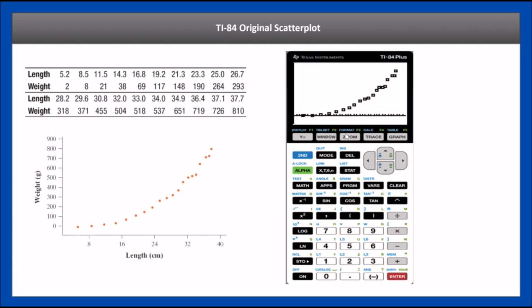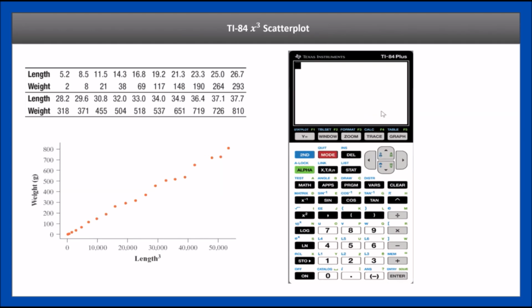You can enter, and you can see our original scatter plot, which matches the model from the original. You can see them side by side. Now we're going to show you the scatter plot for the transformation, for the x cubed transformation. So let's show you how that works this time, and it's going to look like the graph on the bottom left when we do this.